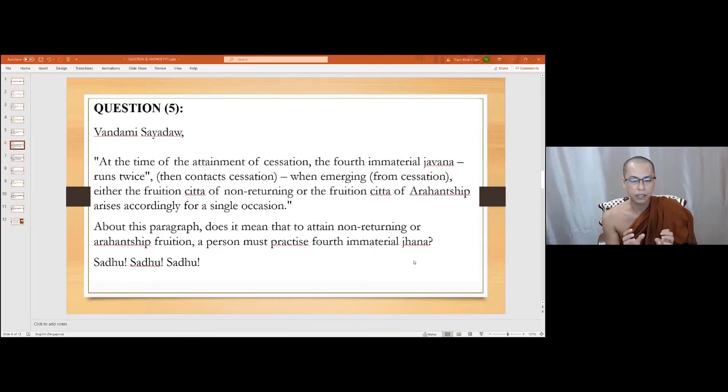That's why it is similar to the attainment of the experience of nibbana. That is called the attainment of cessation. It's not the practice for the attainment of arahatship or non-returning. So this process will be explained in the next lesson, so it will be more clear what it means there.